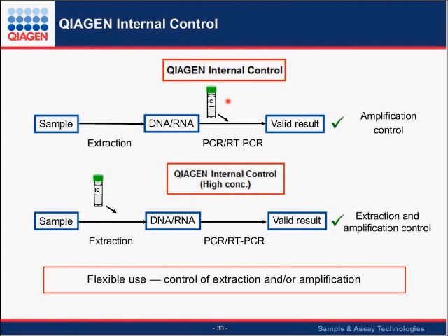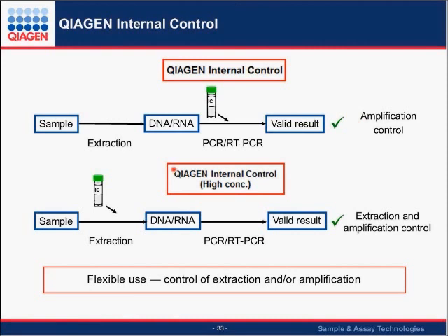And you can tell whether you have a valid result, because if the amplification of the internal control takes place, then it's valid. If you have a lot of inhibitors in that sample and you get no or reduced amount of internal control amplification, you can say that result is not going to be valid. So it's a nice way of checking to make sure that you had good amplification.